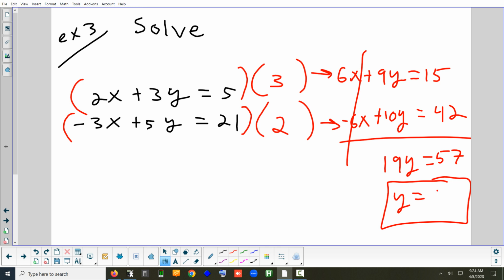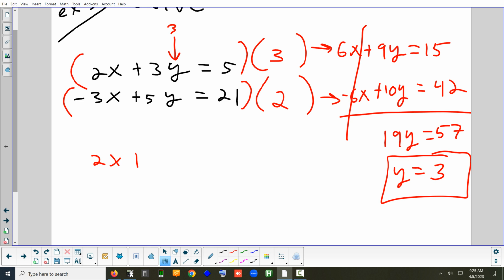Yep, 3. Perfect. Okay, so y is 3. Now, just like with substitution, this part's the same. Take the number and plug it back in and solve for x. Which equation do you think would be easier to use? Either one will work, but I would have a preference. Yeah, I think the top numbers are smaller and there's no negatives. So let's plug 3 back in right there.